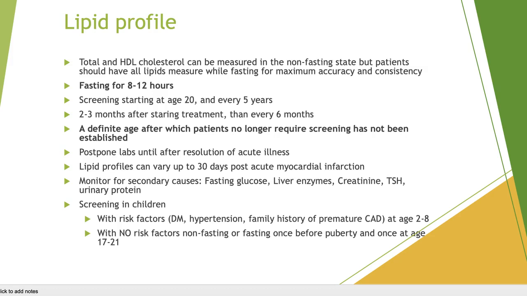Screening in children: you want to screen children that have known risk factors, especially diabetes, hypertension, and family history of premature CAD, and you can start at the age of 2 to 8. With no risk factors, non-fasting or fasting screening can occur once before puberty and once between the ages of 17 to 21.